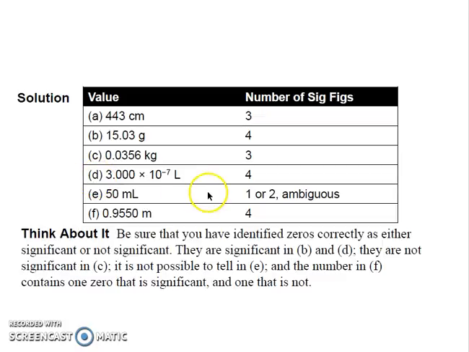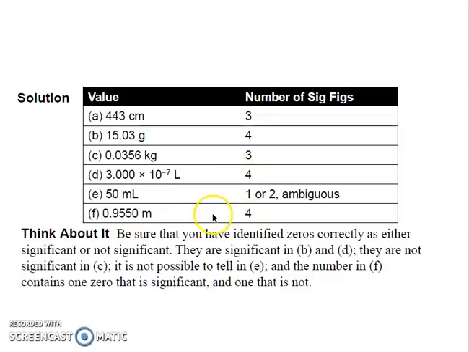Part D, we have 4 significant figures. These are zeros that are after a decimal place, after a non-zero number. They are significant. Don't worry about the exponential. Notice if you just look at the portion before, you can still get the correct number of significant figures.